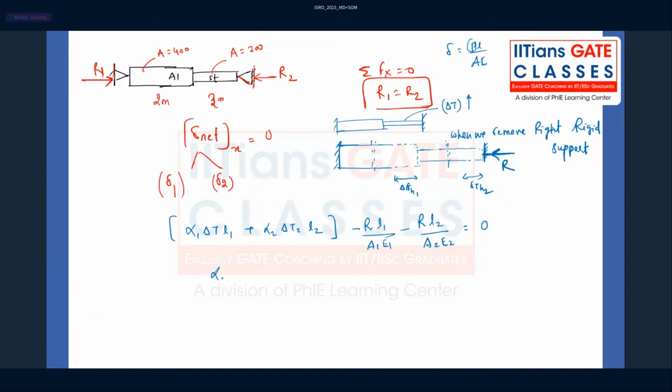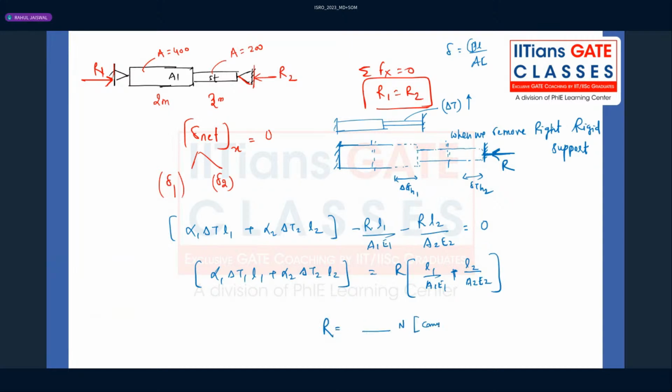R equals alpha 1 delta T into L1 plus alpha 2 delta T into L2, divided by L1 divided by A1 E1 plus L2 divided by A2 E2. You simply put those values, you can get R in Newton. That is compressive.